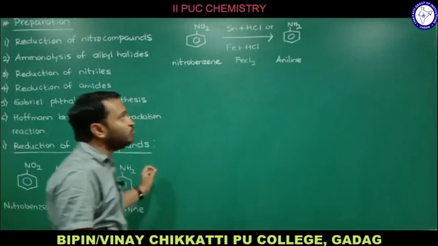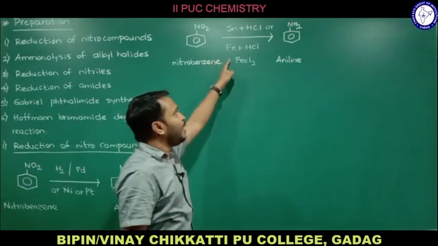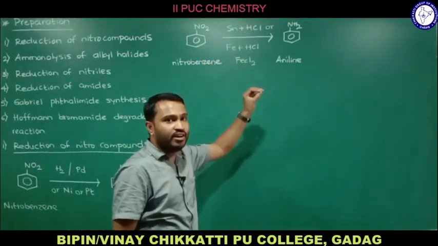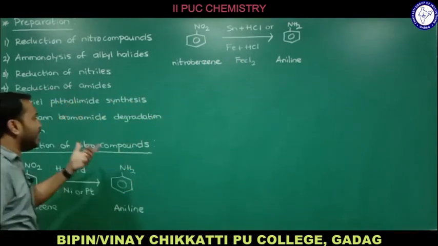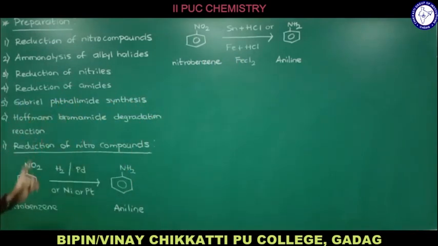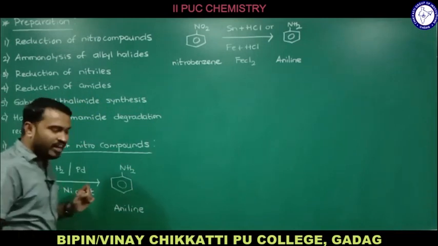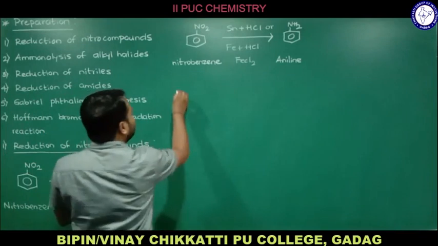So out of these three methods, the mixture of scrap iron with concentrated HCl is preferred when you want to reduce a nitro compound into amine. This is how, using the first method, that is reduction of nitro compounds, one can prepare amines. We will see the second one.